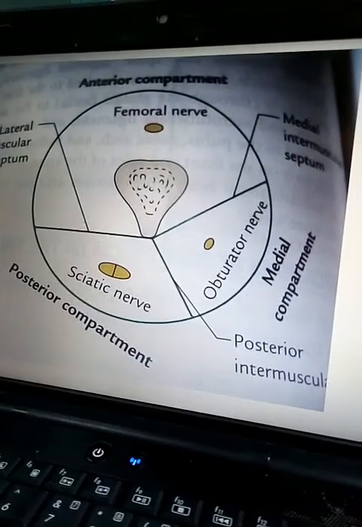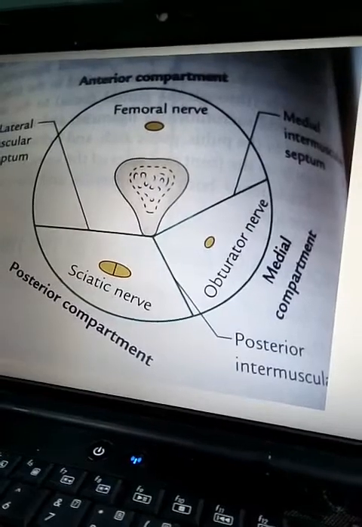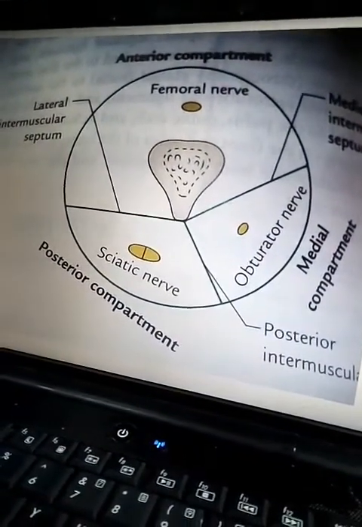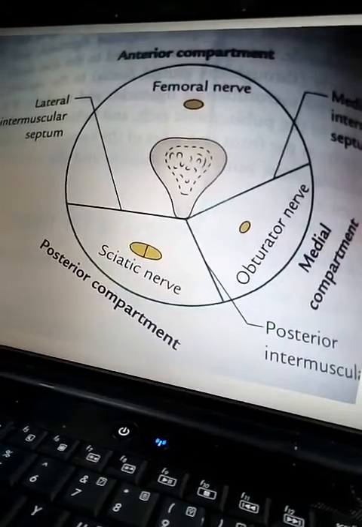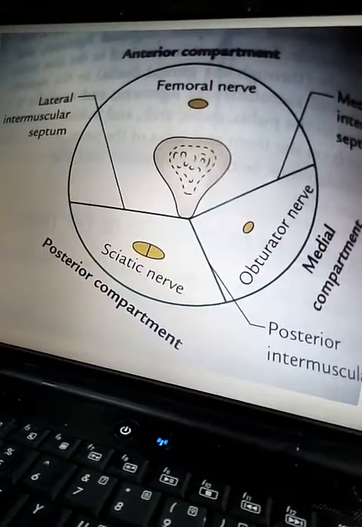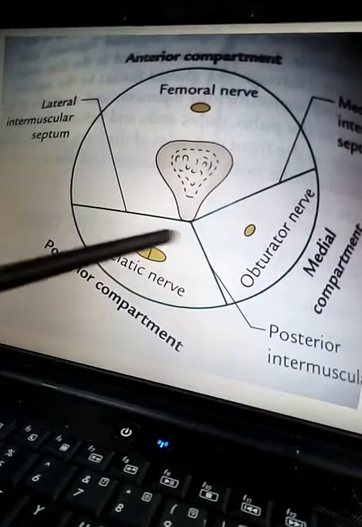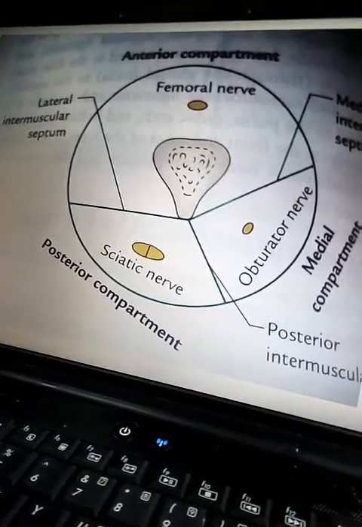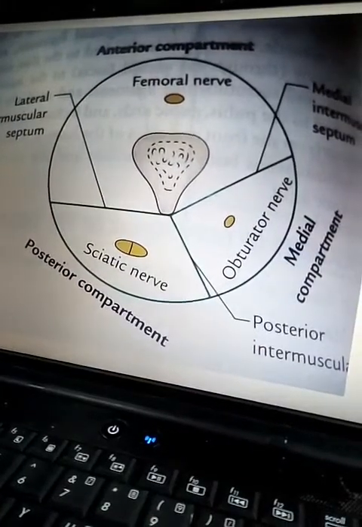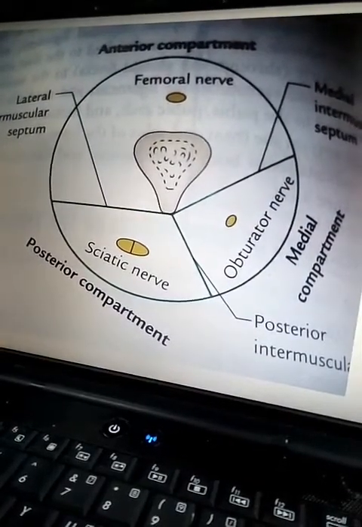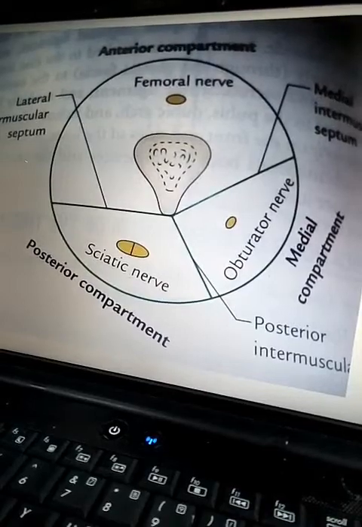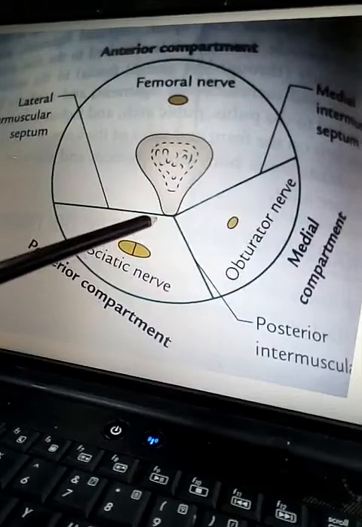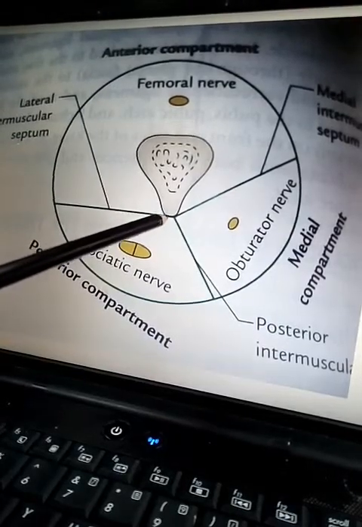Medial compartment of the thigh. The medial compartment of the thigh is also known as the adductor compartment. It is well developed. It is bounded anteriorly by the anterior intermuscular septum. Posteriorly, it is bounded by the ill-defined posterior intermuscular septum.